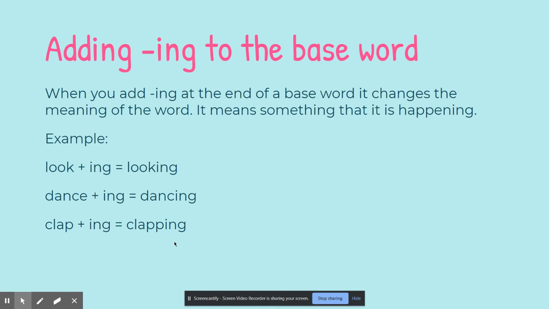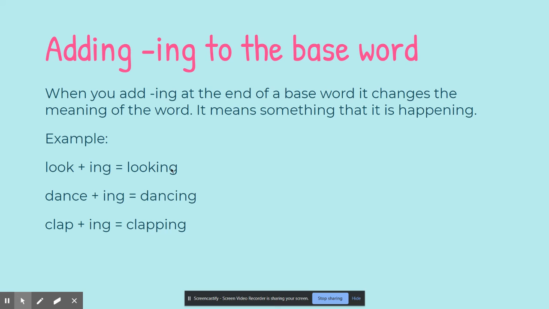For example, you have the base word look, and if you add ing at the end of look, this is the new word, looking. If you have dance and you add ing at the end of the word, this is the new word, dancing. Clap plus ing, clapping. You see? Looking, dancing, clapping. This is all happening in the present. This is all actually happening like right now.